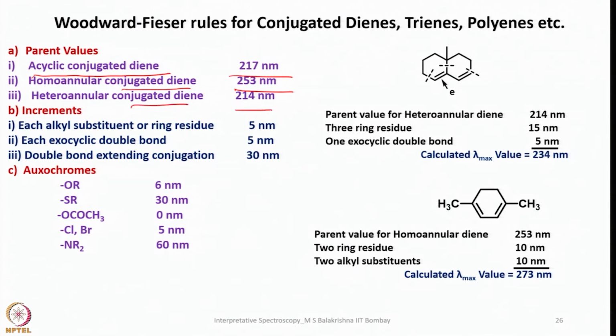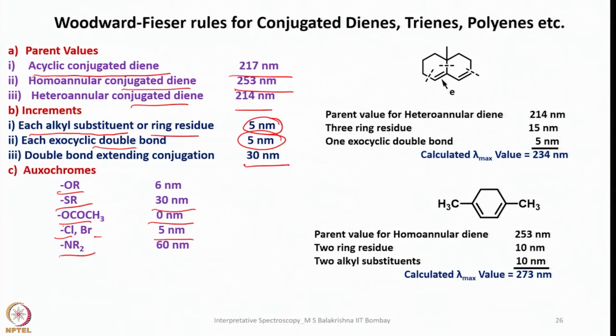Now we should look into the increments, provided we add something else to it. For example, each alkyl substituent or ring residue adds 5 nanometer, and for each exocyclic double bond we should add another 5 nanometer, and then a double bond extending conjugation adds 30 nanometer. If we have auxochromes such as OR, 6 nanometer, and SR, 30 nanometer, and if you have an OCOCH3 acyl group, then there is no need to add anything. And if you have chlorine or bromine, add 5 nanometer, and if you have an amino group NR2, add 60 nanometer.